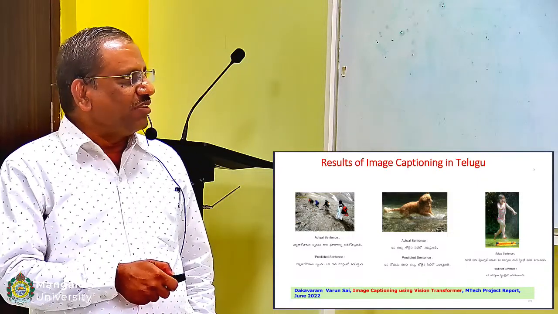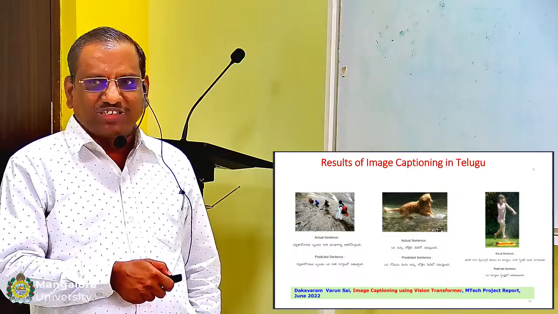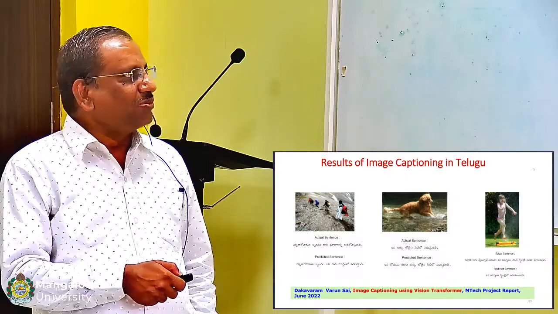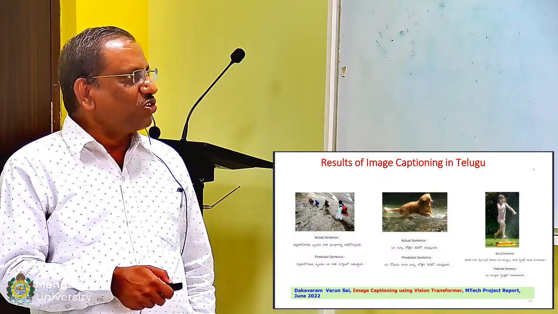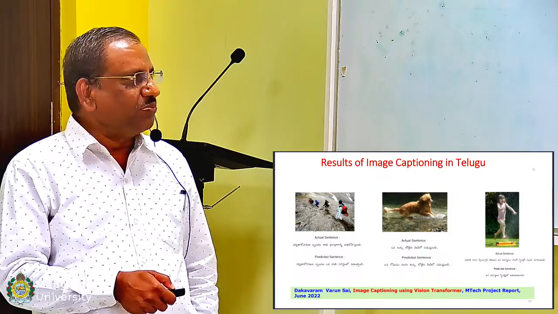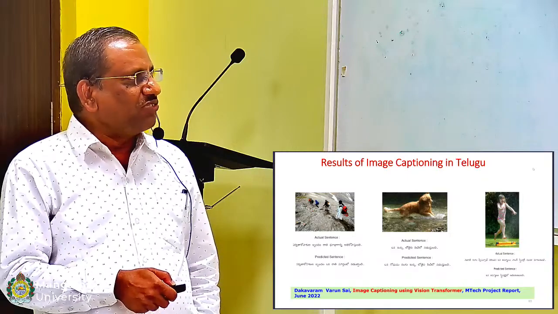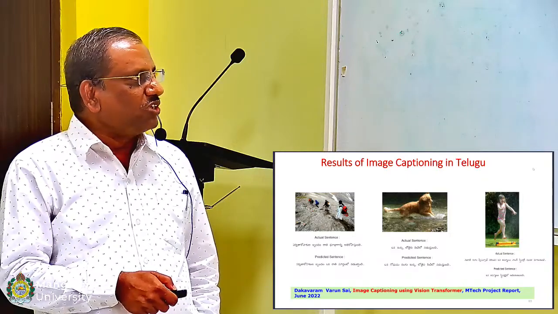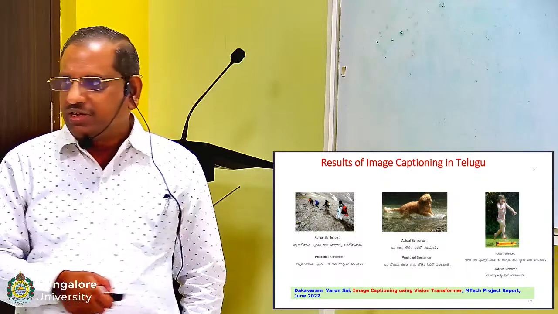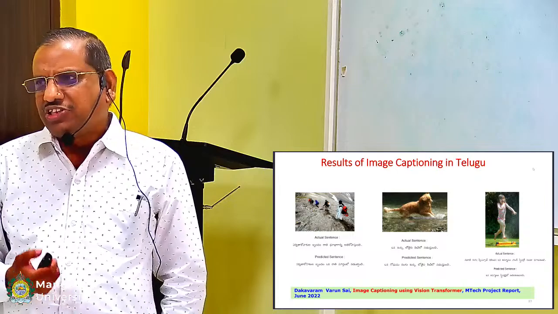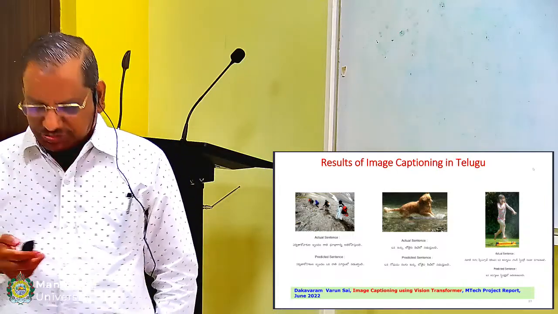As you can see here, the captions will not be exactly the same as the caption given by the humans, but they are very similar. The number of words also can change from the actual prediction. But it gives a fairly good output as a caption for a given image, but the caption is generated in the Telugu language. Like this you can do for any of the languages.